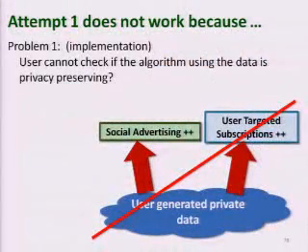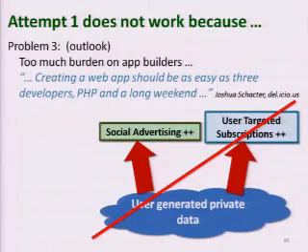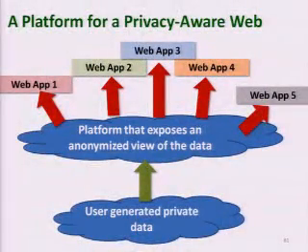However, this approach does not scale, for three reasons. First, users cannot check whether the algorithms that are using the data are privacy-preserving or not. Secondly, when you analyze the privacy of an algorithm, you take it standalone, but then you have to run it concurrently with other privacy-preserving and non-privacy-preserving algorithms, so all bets are off whether it guarantees privacy. And finally, you don't want too much burden on the app developers themselves. One of the biggest problems with cryptography is that you have all these cool primitives with provable guarantees of security, but developers come in and use them the wrong way, and then you have no guarantees of security anymore. So rather, going ahead, we should create a platform that exposes an anonymous view of the data, such that web applications can directly use the user-generated private data via this anonymous view without changing the application code themselves.